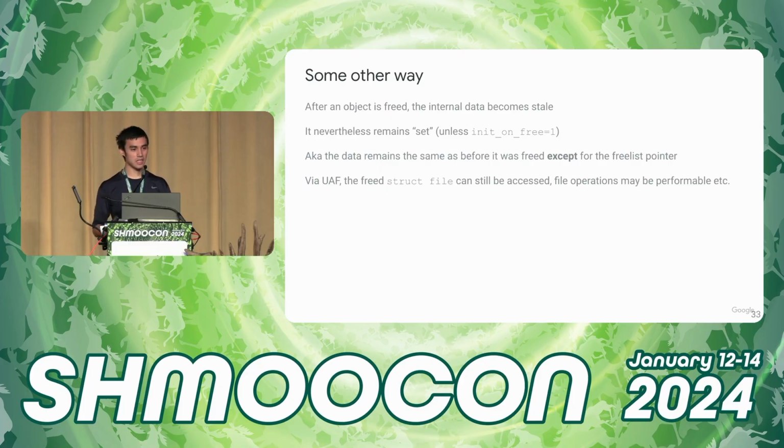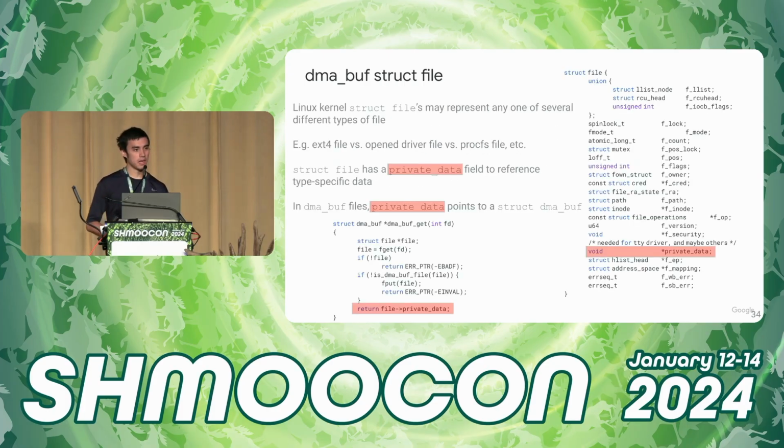That means that this struct file can actually still be potentially accessed in a sane way. File operations might be performable, et cetera. There's nothing stopping this freed object from being just used like the object still exists. In practice, if we actually looked at one of these struct files, they have a private data field that is used to reference some type-specific data. And normally in a DMA buff file, that private data points to a struct dma_buf. We can see in the DMA buff get caller that once it actually fetches the file from the file descriptor, it returns the private data field, and it casts that private data field implicitly to struct dma_buf.